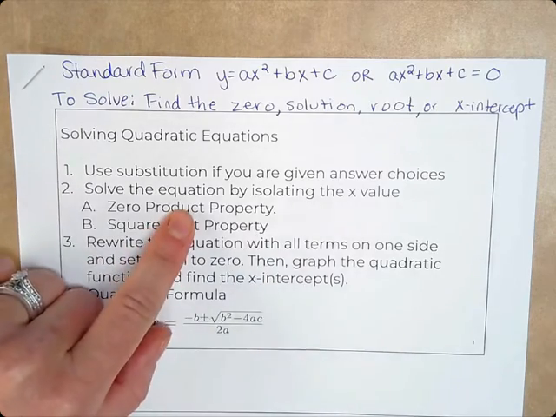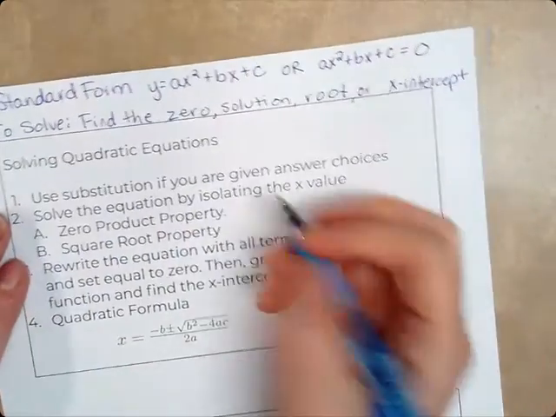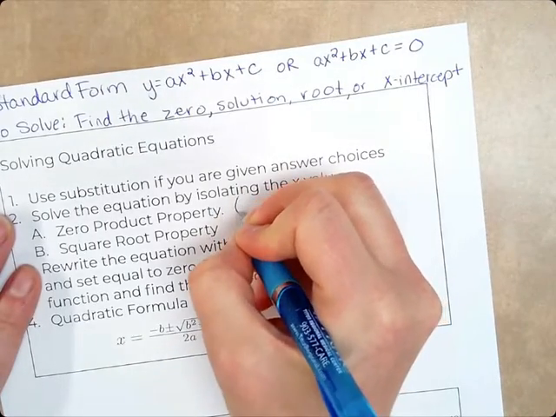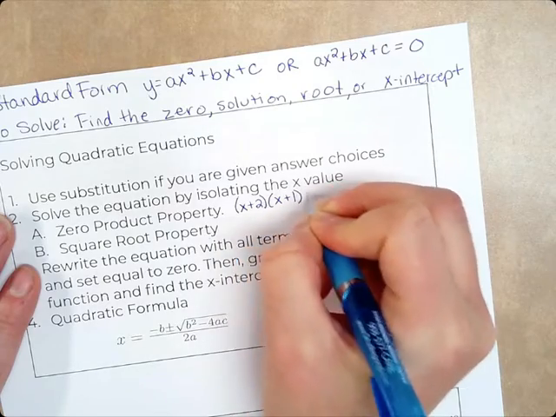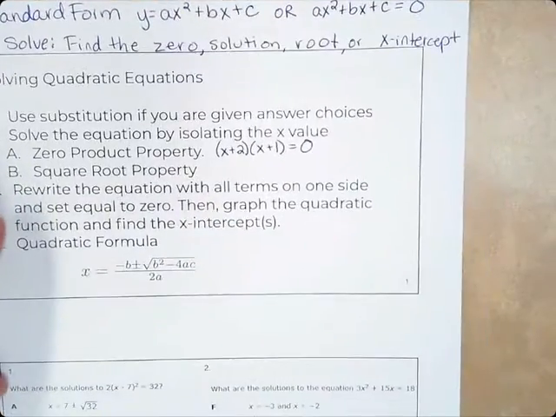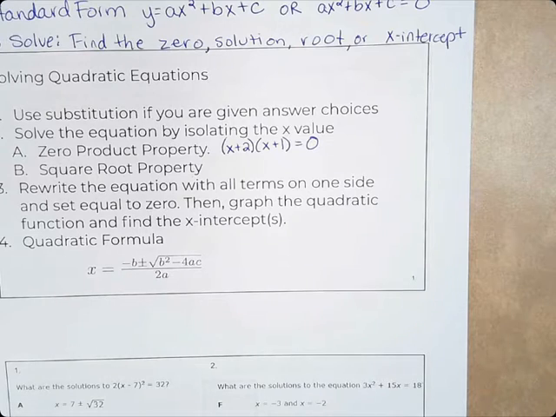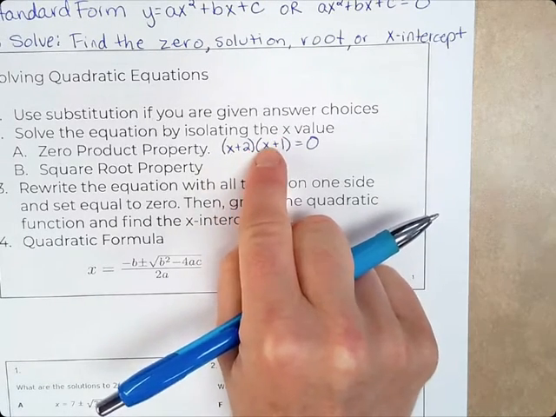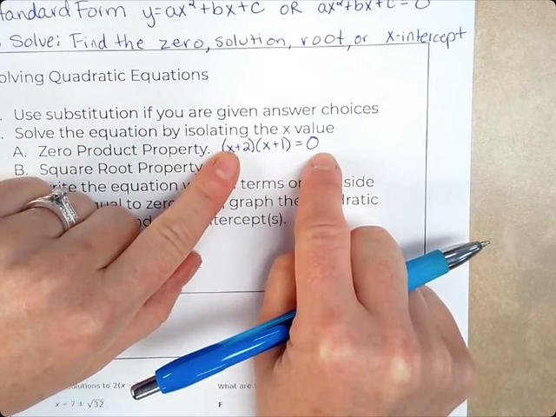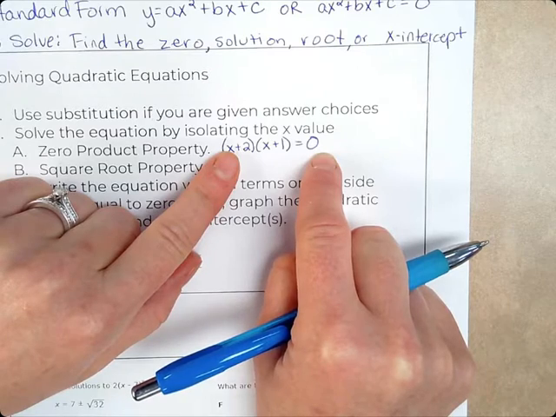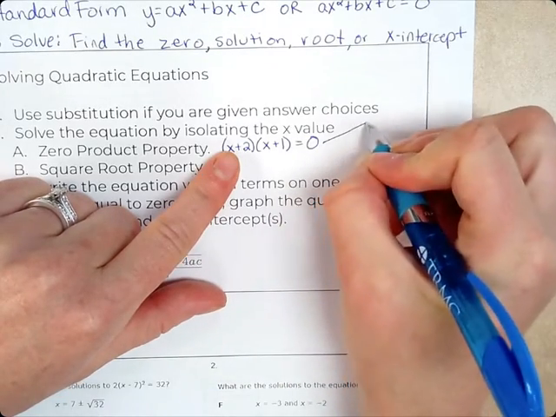The zero product property is whenever you have, if it says x plus 2 times x plus 1 equals 0, this is when you would use the zero product property. Product means the solution to a multiplication problem. These are being multiplied to each other. If something equals 0 when it's multiplied, that means one or both of them are equal to 0. So we would actually have two solutions.